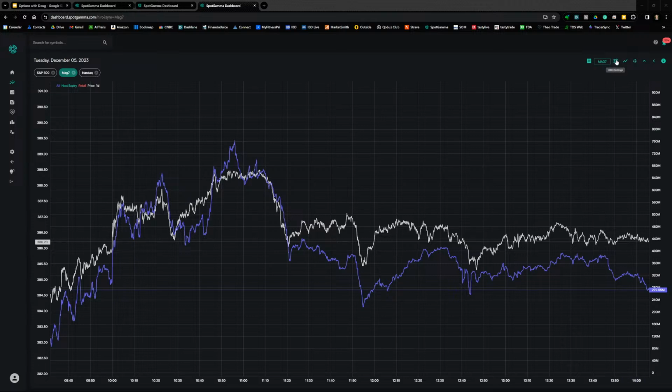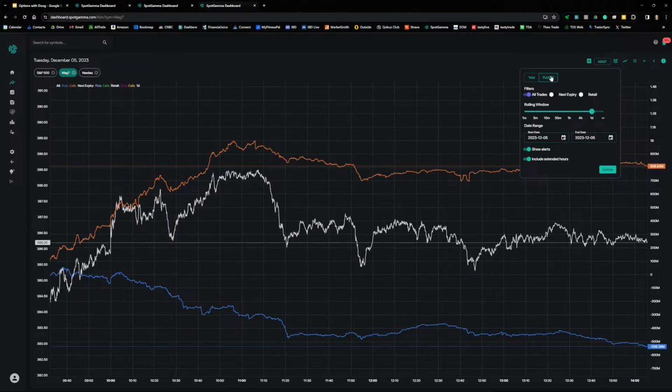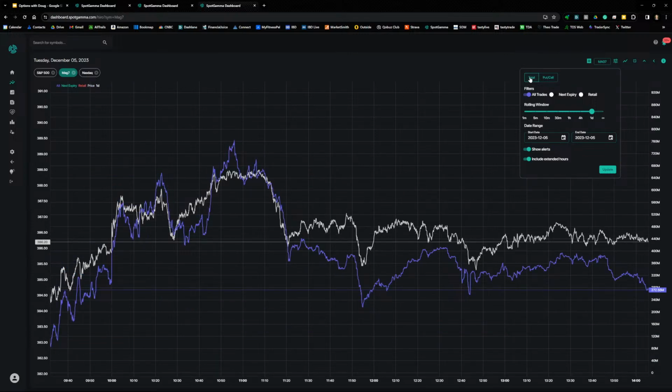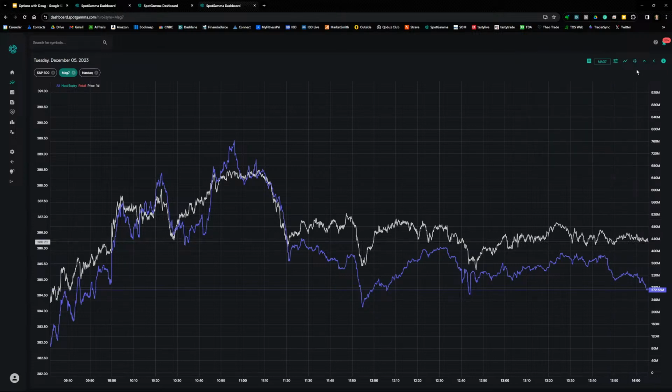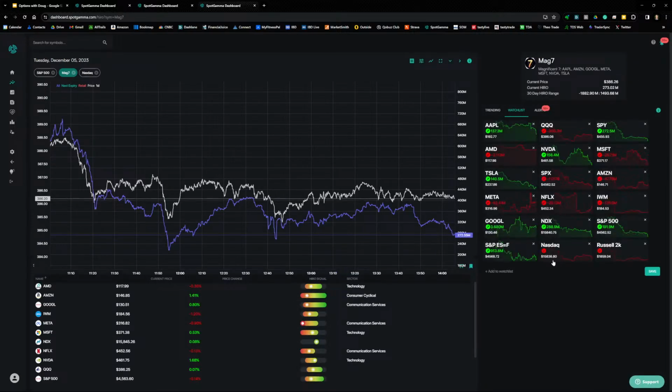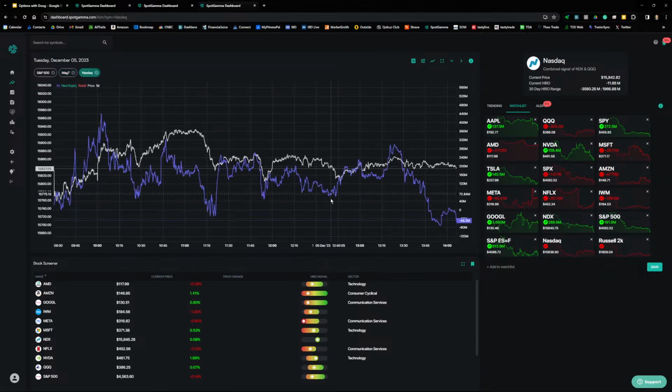So let's take just a quick look at the puts and calls. Rising orange line showing traders were buying calls this morning in the Magnificent 7 stocks. All right, let's take a look at NASDAQ now. Pretty choppy signal. Let's zoom in on this.